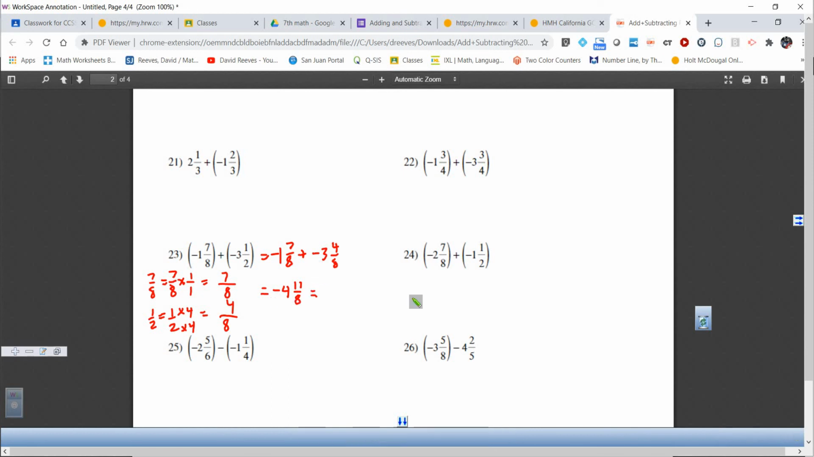Now remember before I said it's perfectly acceptable to leave a number as an improper fraction. And if it were just 11/8 by itself, that would be perfectly acceptable. The problem is this is a mixed number and you cannot have an improper fraction as part of a mixed number. So I have to change that 11/8 to 1 3/8. All right. So then what happens? What's 4 plus 1? 4 plus 1 is 5. And I get negative 5 3/8. All right. Negative 5 3/8.